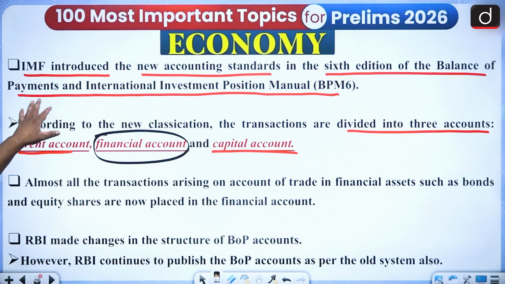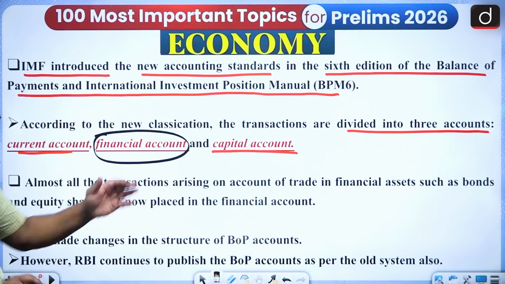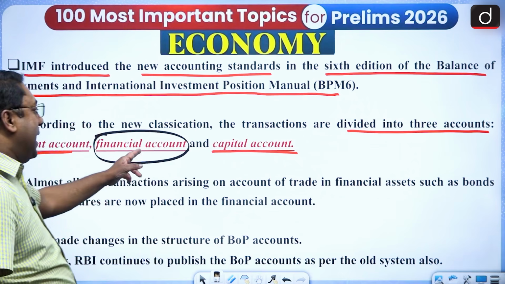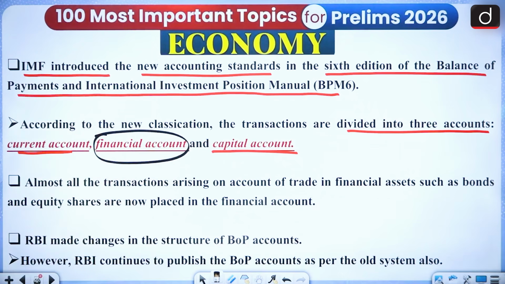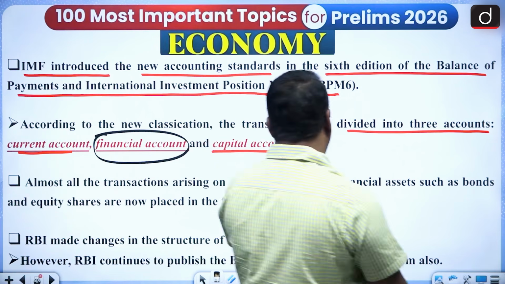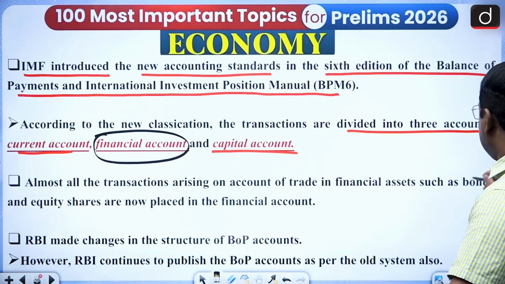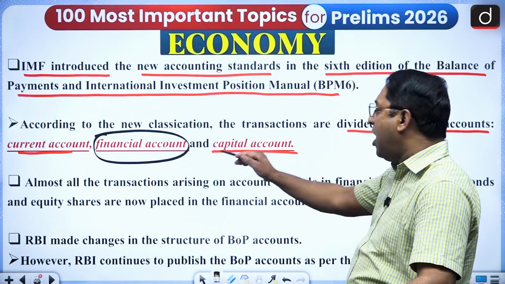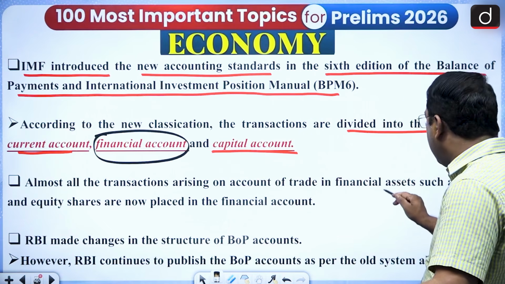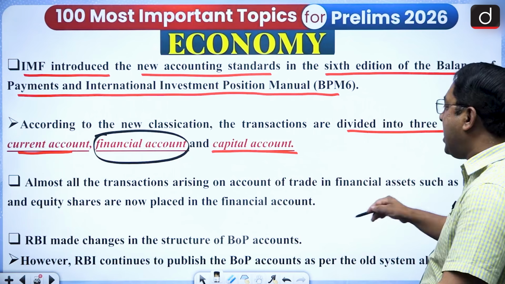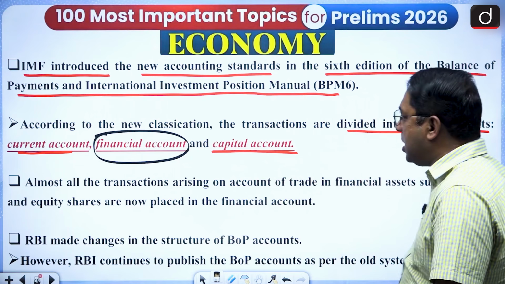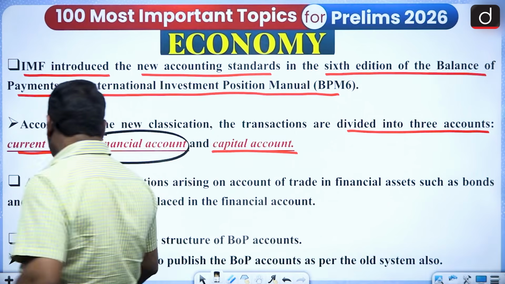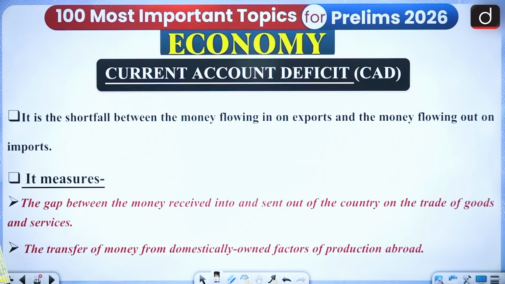So the IMF has added a new accounting standard which includes three accounts. One is the current account, the financial account, and the capital account. Almost all the transactions arising on account of trade in financial assets such as bonds, equities and all are in the financial account. So the financial account has all the transactions with regard to financial assets such as bonds and equity. Got it? So this is what you have to remember.